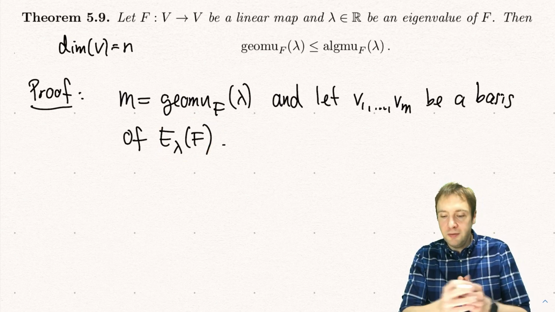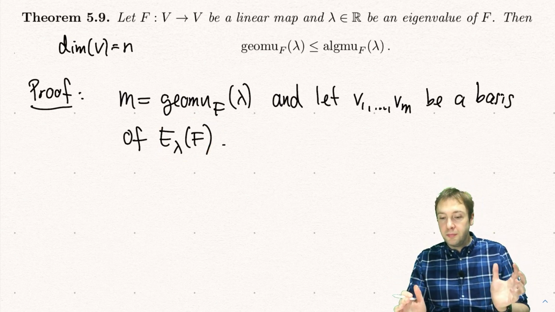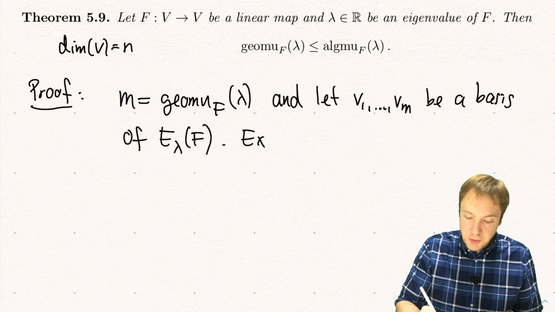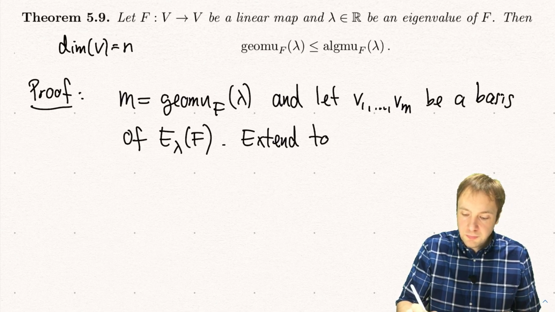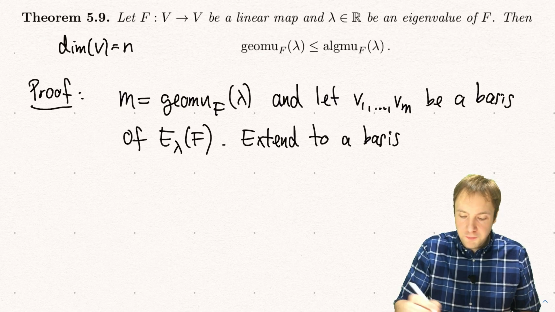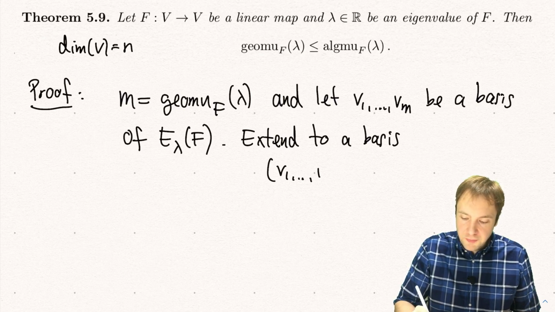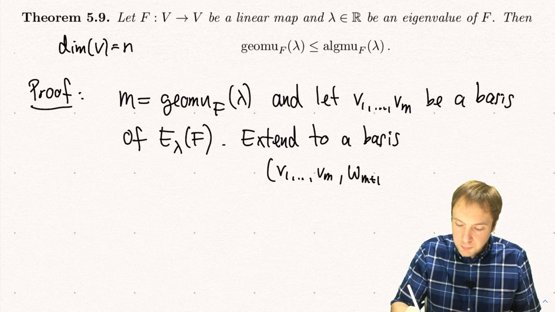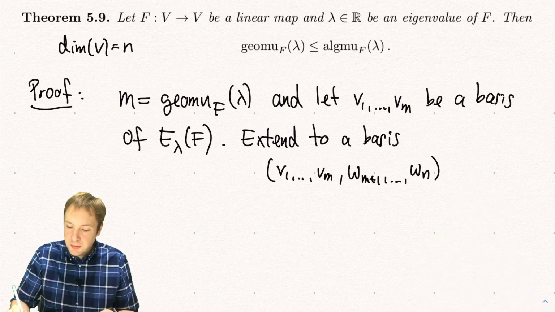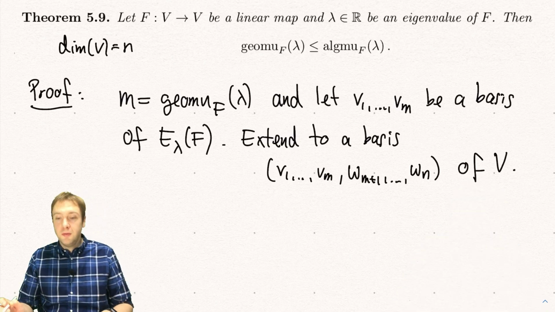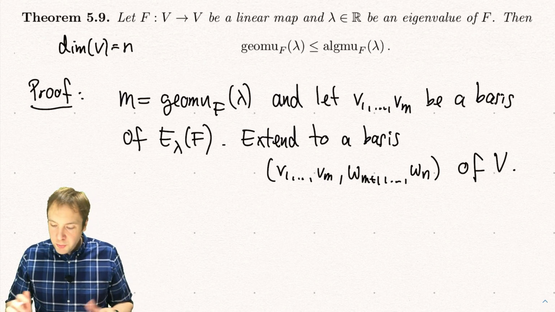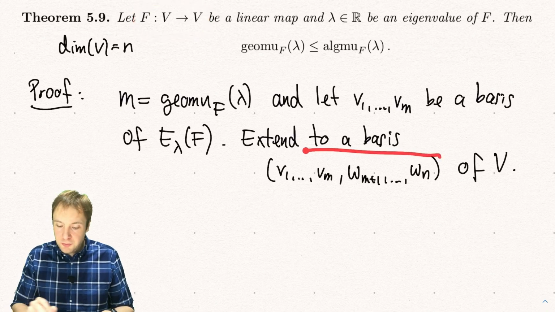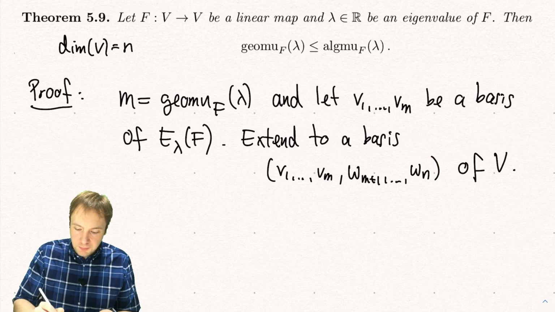And we always know that if we have a collection of linearly independent vectors, we can extend it to a basis for the whole space. So we can take these vectors v1 to vm, and then we can find more vectors which I denote w_(m+1) up to w_n, and this is the basis of V. And now we can ask, how does the matrix of this linear map F look with respect to this basis? Let's call this B.